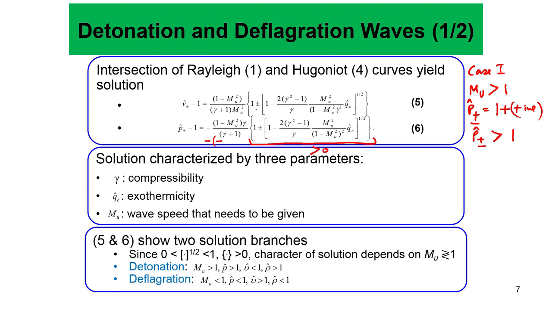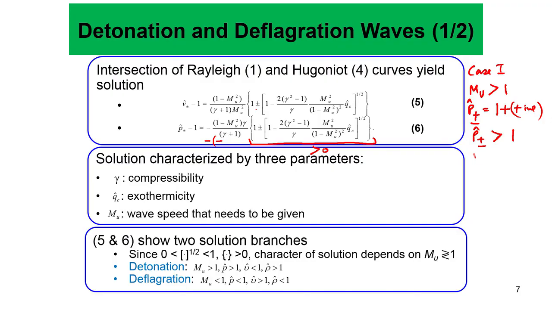And because if you go back to the Rayleigh lines, when p cap is greater than 1, v cap has to be less than 1. So, then it automatically means that v plus minus 1, because this is obtained by the intersection between the Rayleigh and the Hugoniot lines, is less than 1, okay.